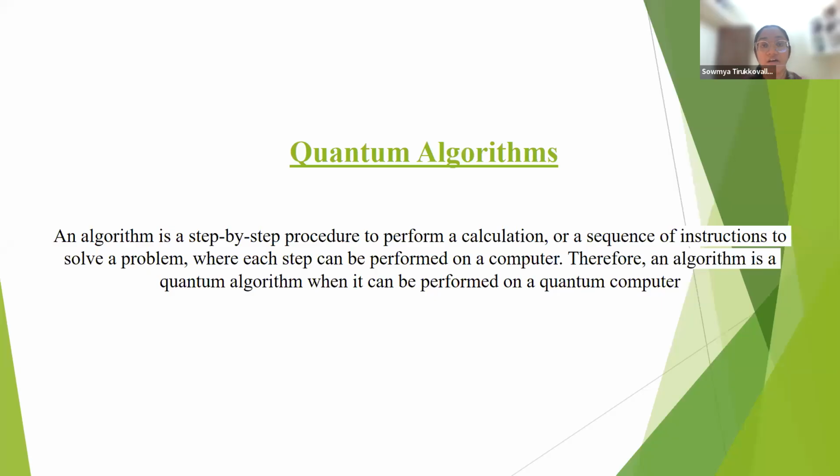Another important topic in quantum computing is quantum algorithms. An algorithm is a step-by-step procedure to perform a calculation, or a sequence of instructions to solve a problem, where each step can be performed on a computer. Therefore, an algorithm is a quantum algorithm when it is performed on a quantum computer.